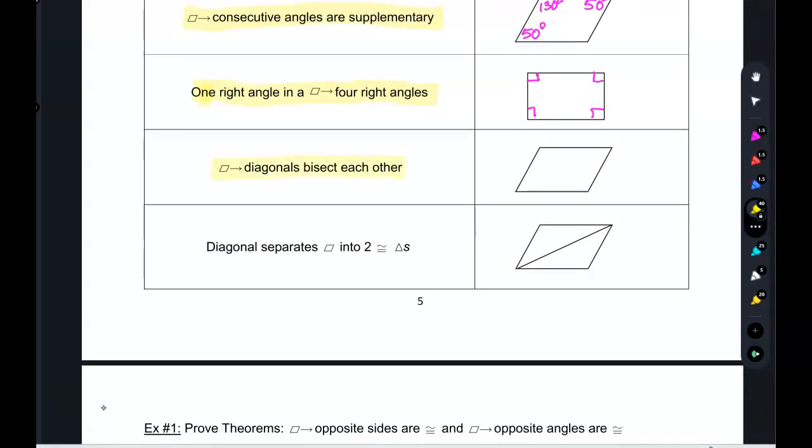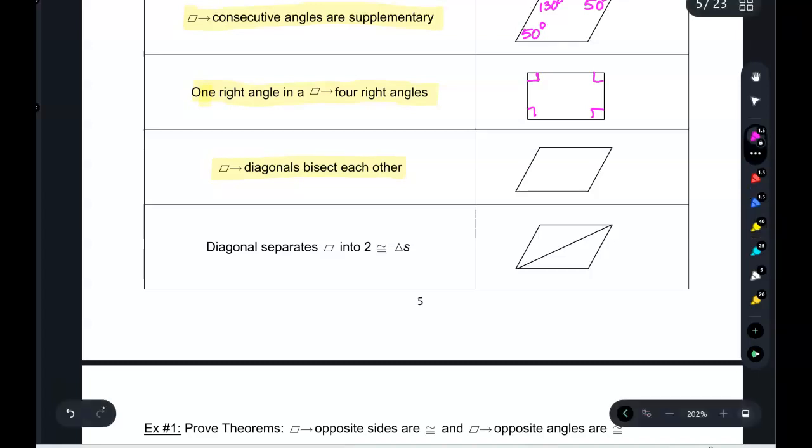The next one has to do with the diagonals, and they are going to bisect each other. What does bisect mean? Cut in half. So I'm going to draw this and this. That makes these two segments congruent and these two segments congruent. Are all four segments congruent to each other? Not necessarily. Could they be? They could. But if you see this one, the parallelogram is kind of stretched out, so obviously this diagonal is bigger than the other one.